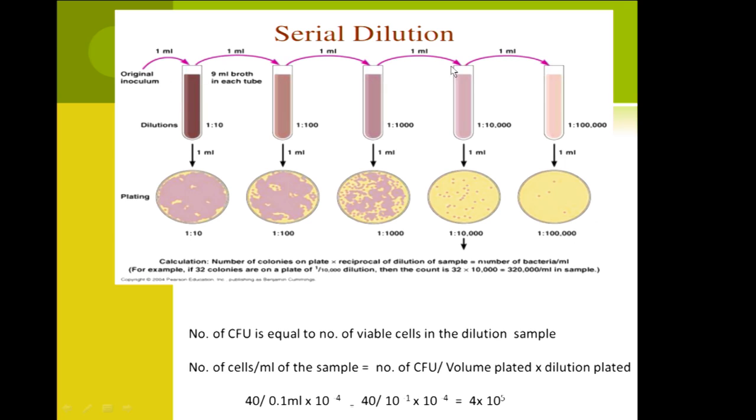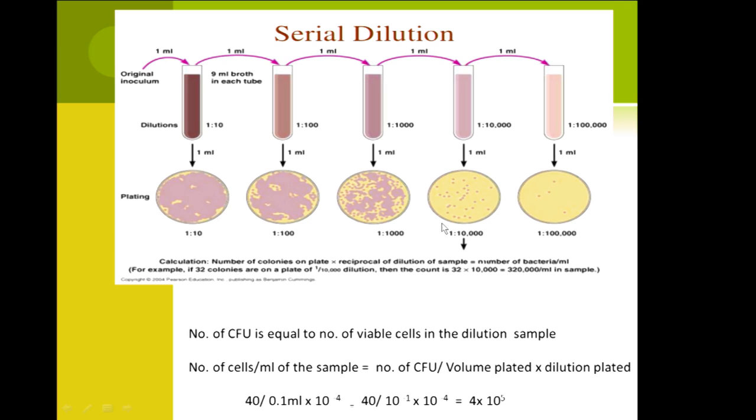So, when these samples are plated onto agar medium, you can see a number of colonies. The number of colonies represents the number of viable cells present in the dilution. So, by doing this technique, we can estimate the number of organisms present in the original sample, and for that we have a formula. That formula is: number of cells per ml of sample is equal to number of CFU divided by volume plated times dilution plated.